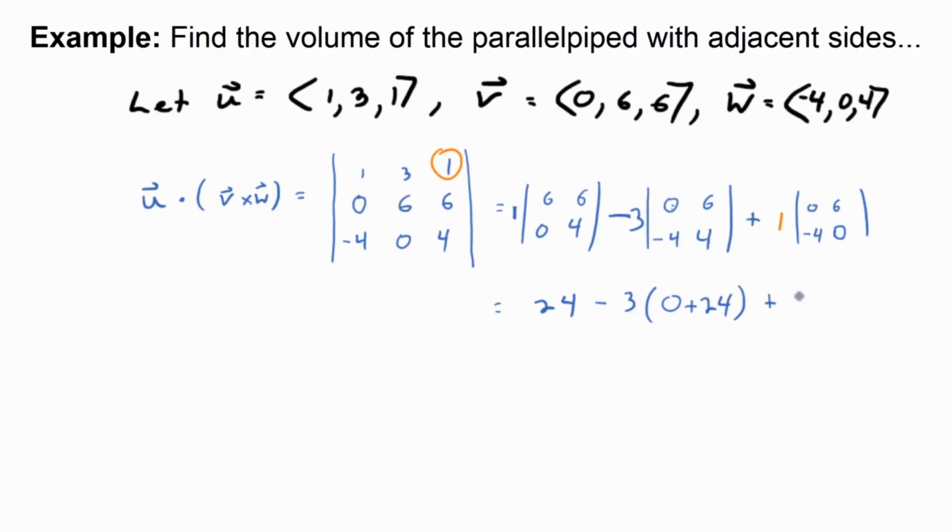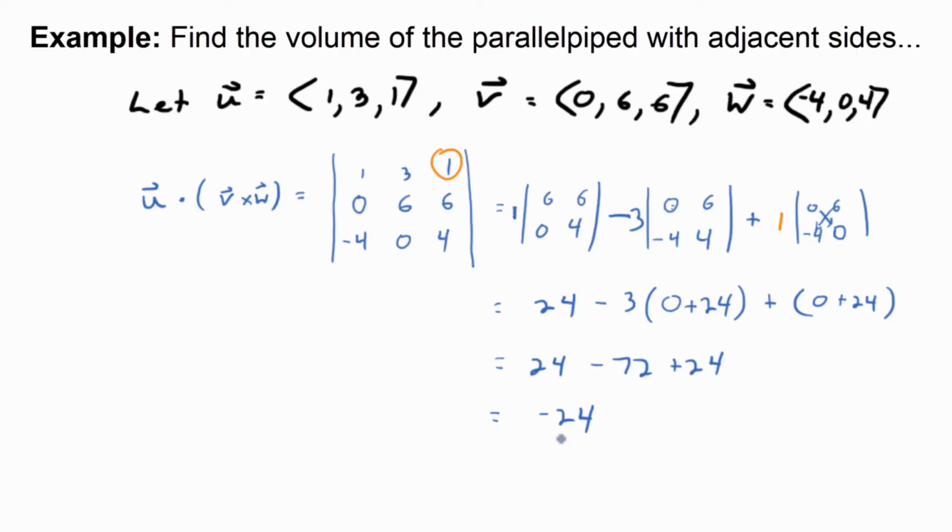Okay. And then what? 0 minus negative 4 times 6, which would be minus a negative 24, so plus 24. Everybody believe that? So we actually get 24 minus, what, 72? Plus 24. That's going to be a negative number, isn't it? What is that, negative 24 actually? Yeah.